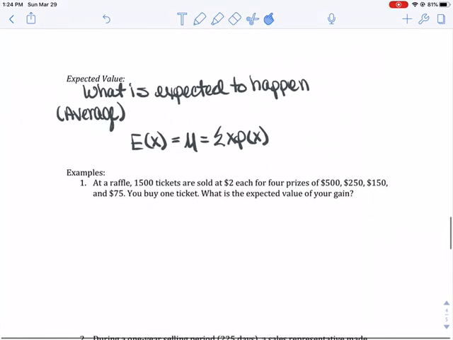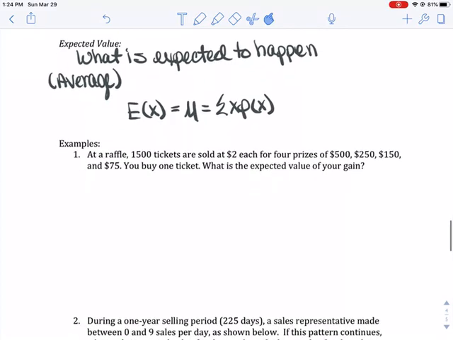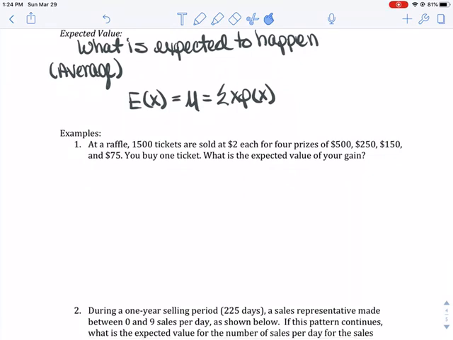All right, so we use this when we expect to win or lose something in the lottery or in some kind of raffle. All right, so here we have a raffle of 1,500 tickets that are sold at $2 a piece, and we have 4 prizes: $500, $250, $150, and $75. We're going to buy a ticket. How much money should you expect to gain?